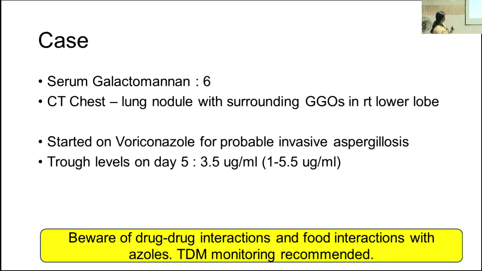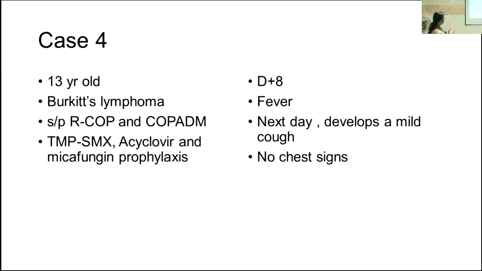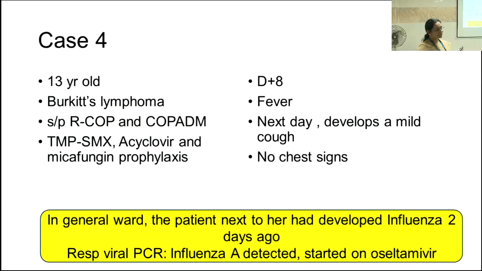Okay. The next one is a Burkitt's lymphoma, status post chemo, on prophylaxis. Now gets a fever and develops a mild cough. There are no chest signs. So what should I do now? Should I get an X-ray, CT? What should I do? Antibiotics, antifungals? Child is only on Mycomin. Should I think of aspergillus?